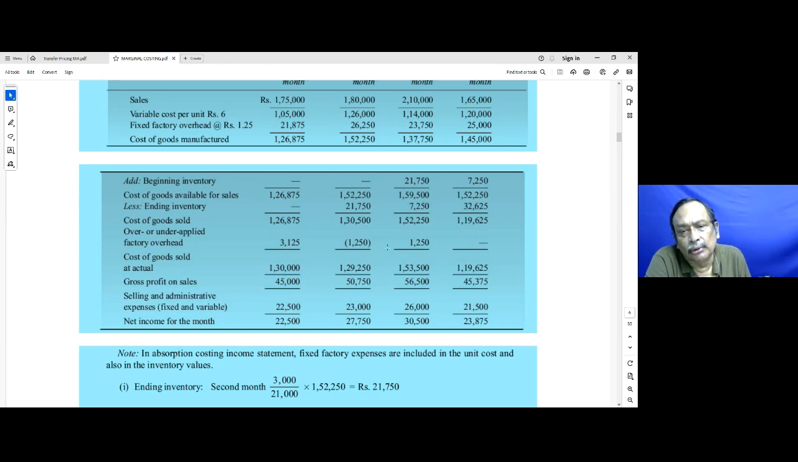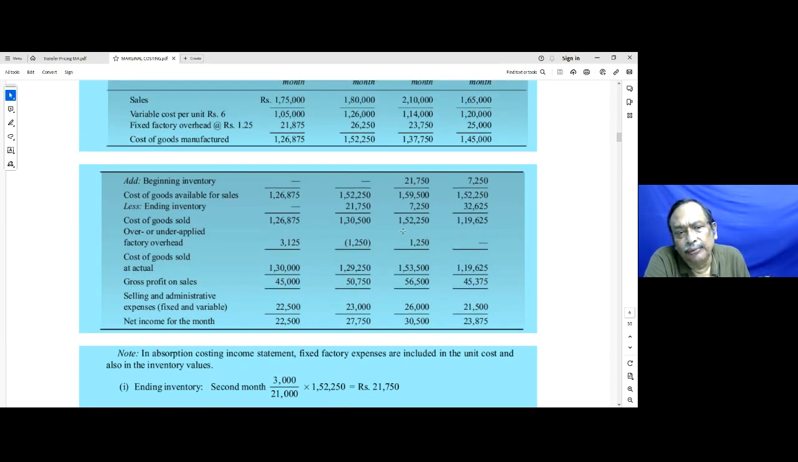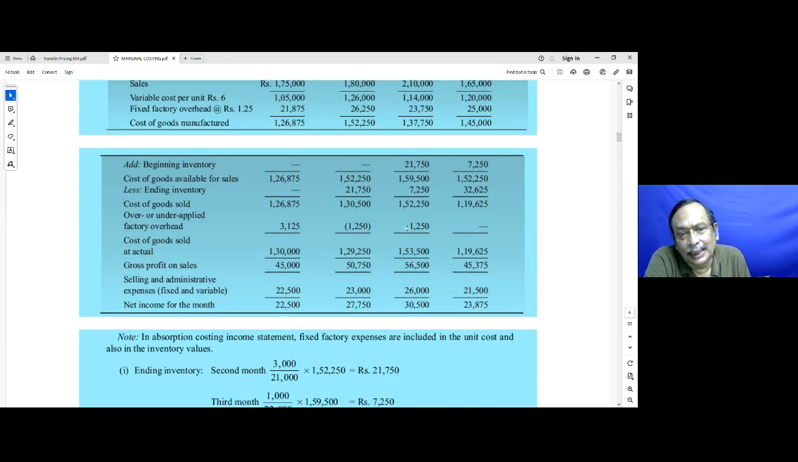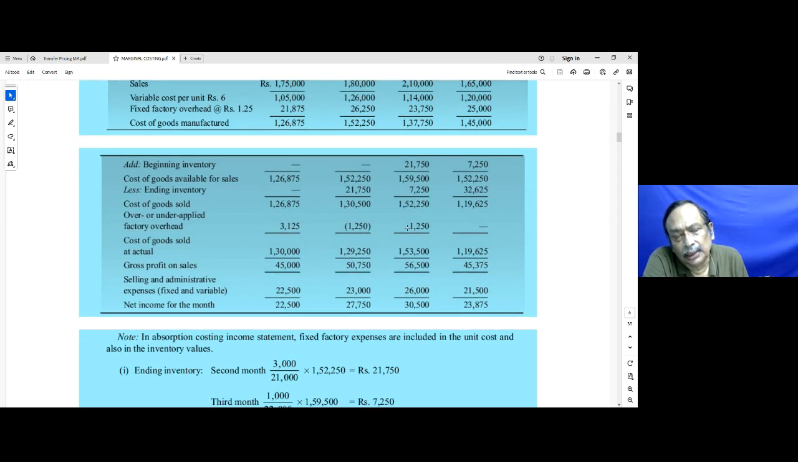Then cost of goods sold at actual, we get 1,90,250. Then sales minus cost of goods sold at actual, gross profit on sales we get 50,750. Then selling and administrative expenses, fixed and variable, is 23,000. So net income for the month we get 27,750.